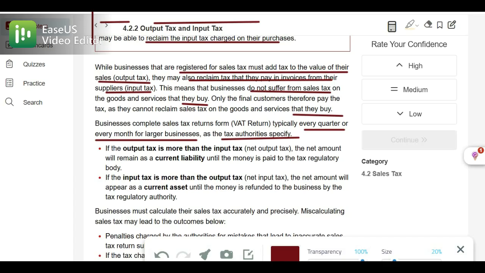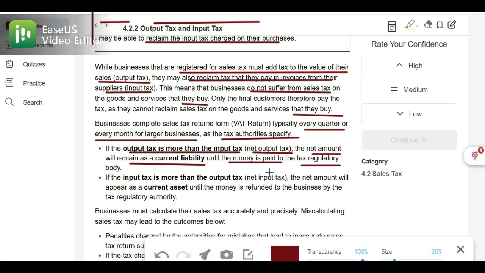So if the output tax is more than input tax, the net amount will remain as a liability until the money is paid to the tax regulatory body. If output tax is more than input tax, it means you charge more while you pay less. So this is the net amount, and the net amount is output tax. So that is a current liability, and you will have to pay it to the regulatory body.